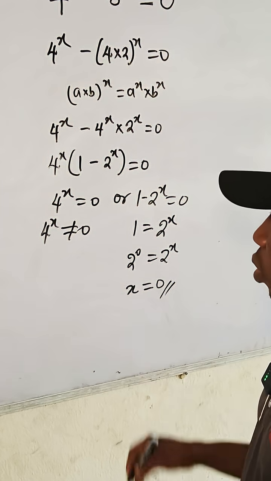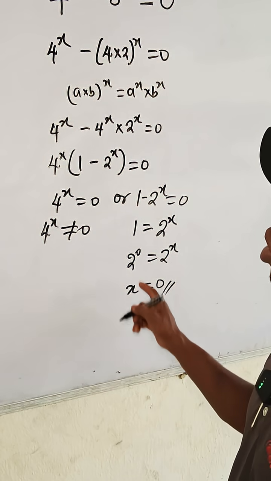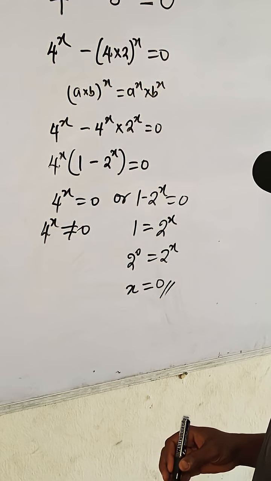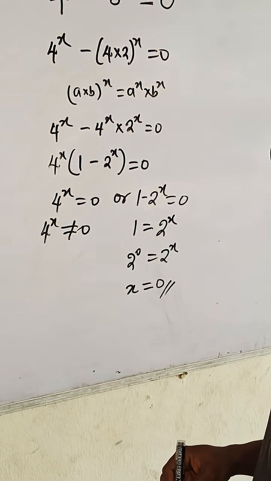And of course, this is the solution, because by the time you take the value of x and put it back here, you discover that the solution will actually be 0.